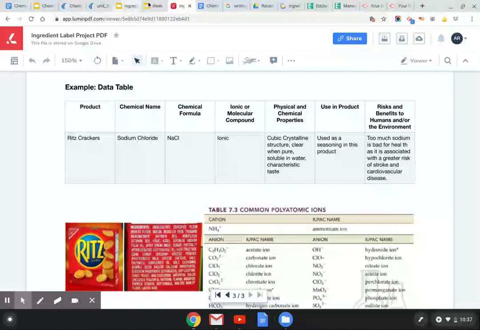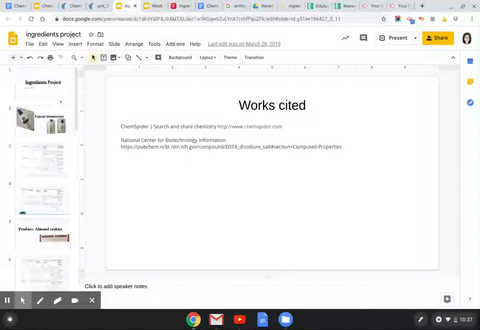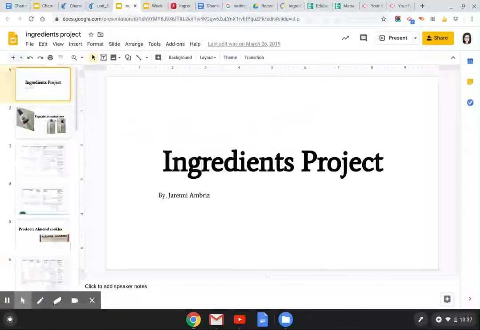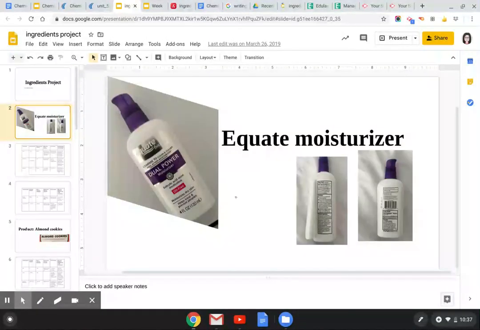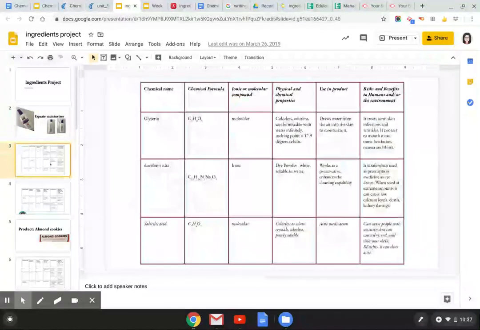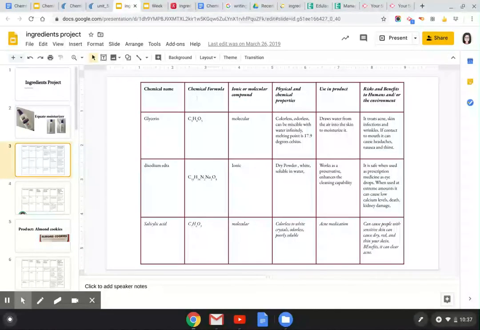Okay, I'm going to show you just a quick glance at one of my former students' ingredient projects, just the first one. Here's their first product. They decided to put the product pictures in one slide. Then the second slide has all their data. They labeled everything: chemical name, chemical formula, what type of compound it is, the properties, how it is used in the product, and then risks and benefits.